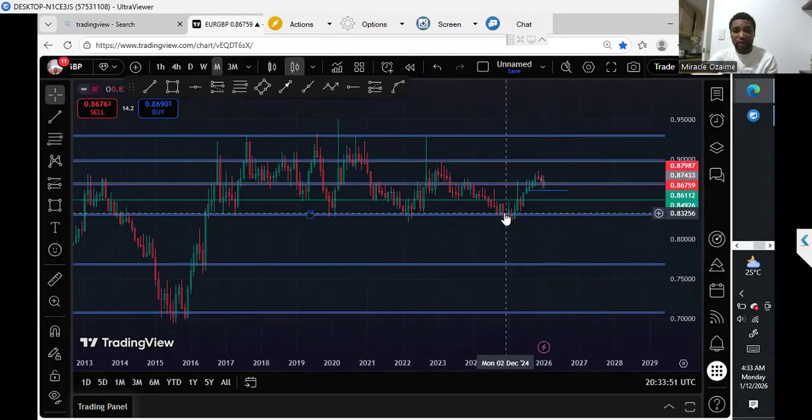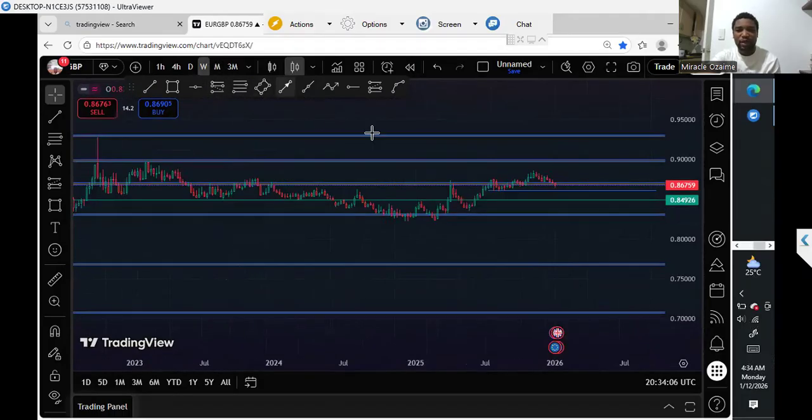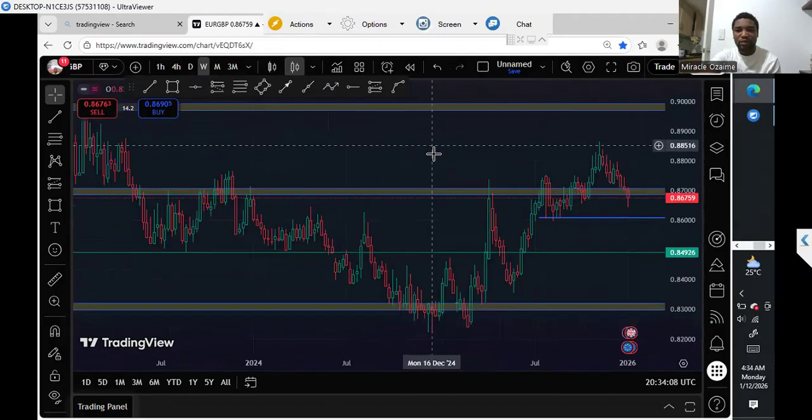This is looking like a head region. This is looking like this market wants to come and test this area for a shoulder region for a continuation to the upside. So as of the moment, the candles are looking bearish. I will not be trading against the trend. So that's why I will come back to my weekly time frame.